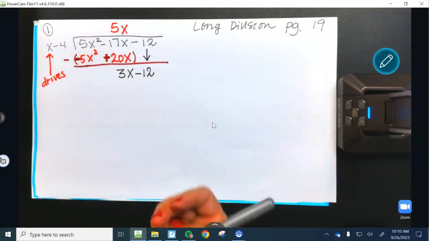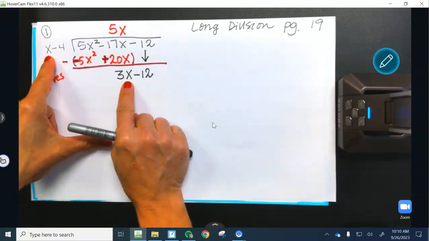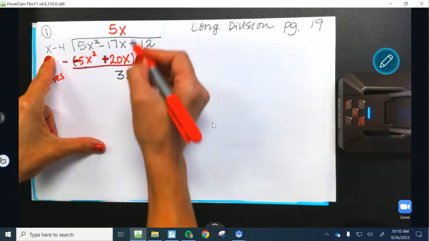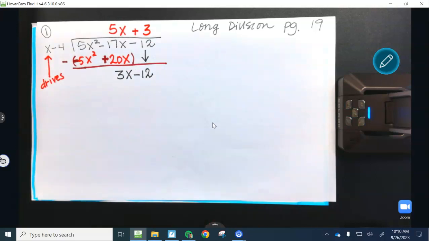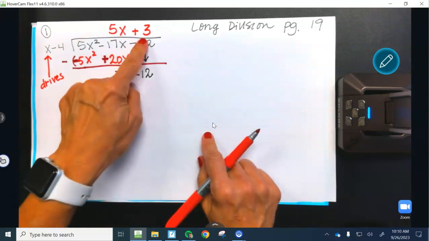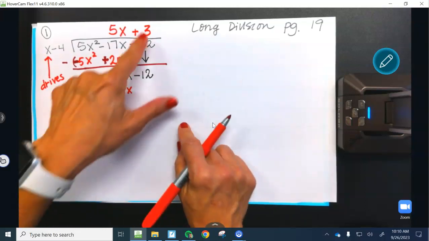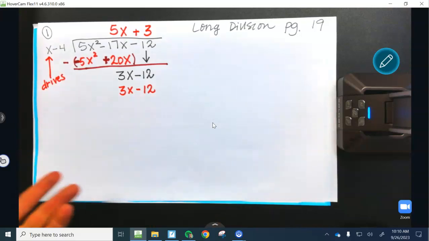Go back to the driver. So this X, now it wants to look like 3X. So what would we multiply by? Yes, a +3. Let's write +3 up here. And then let's go ahead and do the work. 3 times X is 3X. 3 times a -4 is a -12. Y'all, what's going to happen when we change the signs?